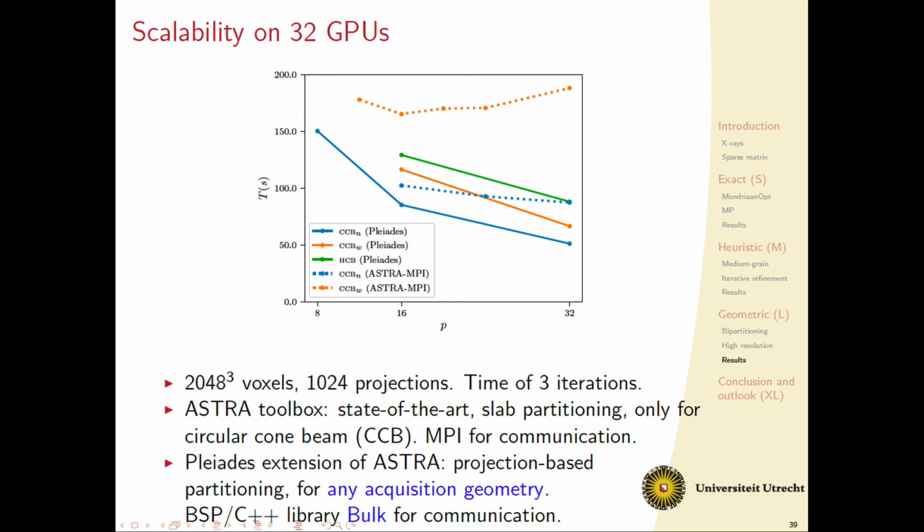This method is employing this type of geometric partitioning, and also it is based on a library that was developed by Jan Willem Buurlage. It's called Bulk. It's based on C++ threads. You can use MPI as a backend for distributed memory, but you only need to write your code in a single system. So it's in a bulk synchronous parallel way, and that achieves speedups.